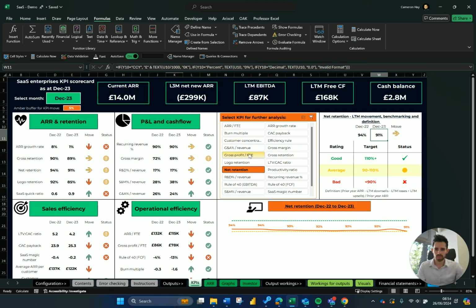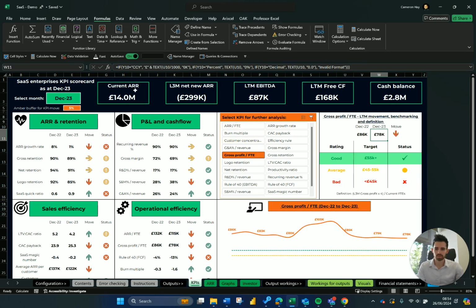If I take another example, gross profit per FTE, then you can see the graph updates accordingly. Here you can see the 86. Let me just demonstrate that. So 86, December 22, which is the same number there. And then down here you've got the graph which updates as well, from 86 through to 78, and you can see that's always trended in the good category. This is one tab that most people will spend the most time on while they're analysing the solutions.